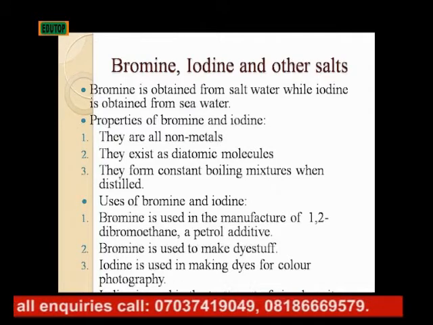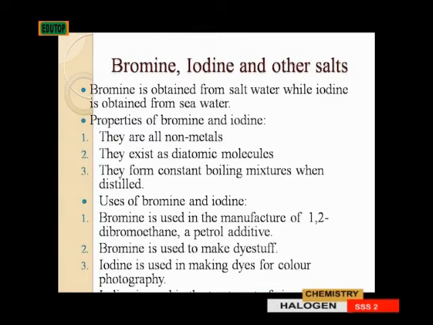Bromine, iodine, and other salts. Bromine is obtained from salt water, while iodine is obtained from sea water. Properties of bromine and iodine: 1. They are all non-metals. 2. They exist as diatomic molecules. 3. They form constant boiling mixtures with distilled water. Uses of bromine and iodine: 1. Bromine is used in the manufacture of 1,2-dibromoethane, a petrol additive. 2. Bromine is used to make dyestuff. 3. Iodine is used in making dyes for color photography.